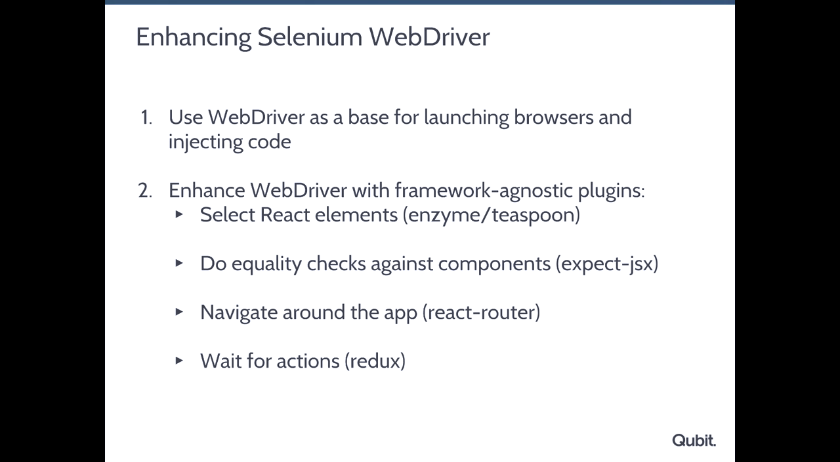So say in our API we wanted to be able to select things on the page based on what type of React component they are. Then let's inject Teaspoon or Enzyme into the page. Or say we want to do quality checks, let's use expect.jsx. Or navigate around, let's write something for React Router that allows you to trigger navigations on the page using React Router itself rather than having to do hash changes or things like that. And then, obviously, for actions, you'd have something like Redux integrations.